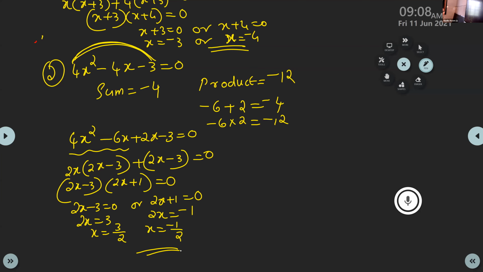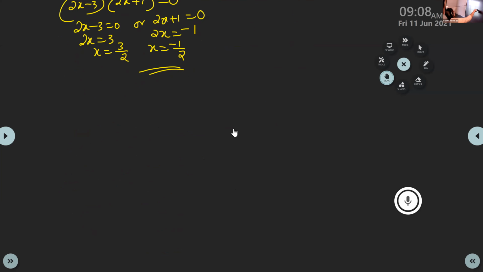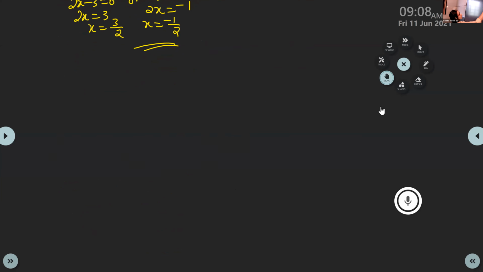So in these two questions we used the splitting middle term method. For the next two questions we will use the same kind of question, solve or find the roots, but we will use the quadratic formula. Shall I give the next one? Is it over? Yes, ma'am. Right. Third question, using the quadratic formula, find the zeros.